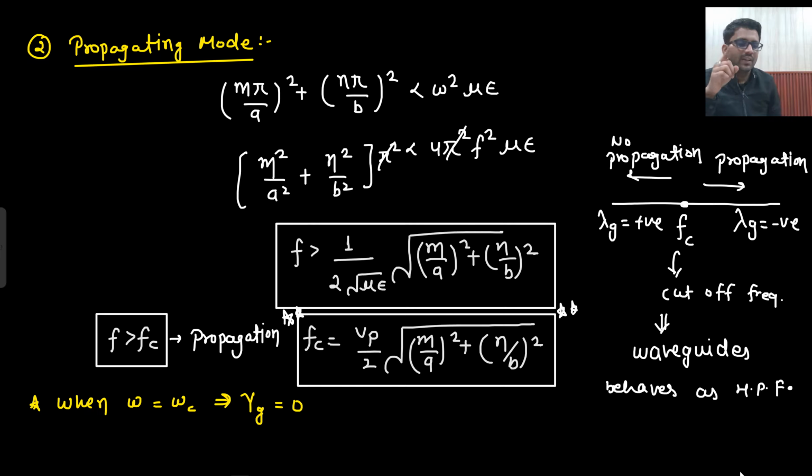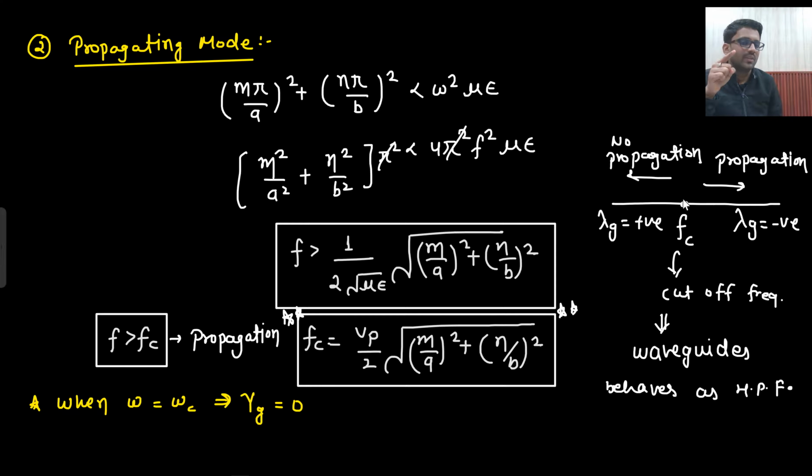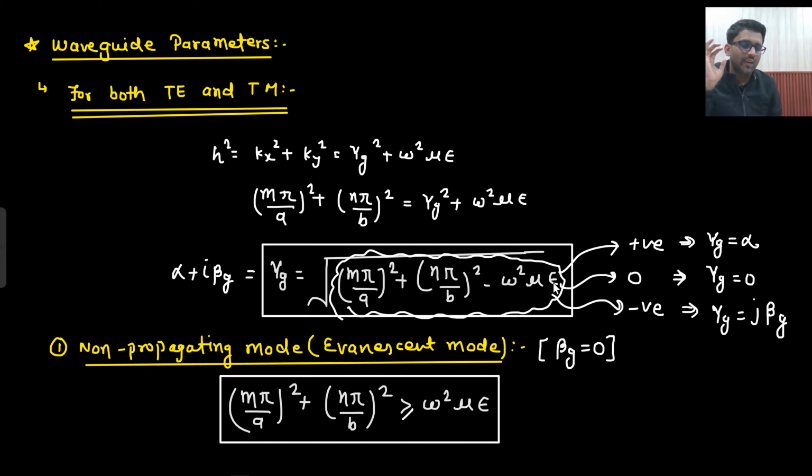If gamma g is negative, that means there is propagation. If gamma is positive, that means there is no propagation. And at fc your gamma g would be equal to 0. So at omega equals omega c, your gamma g would be equal to 0. So if I put omega equals omega c in this expression, this gamma g would be equal to 0.